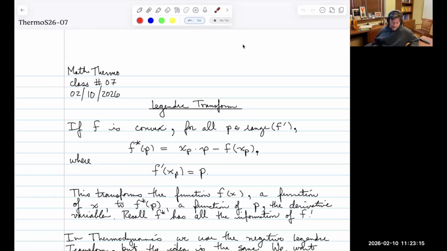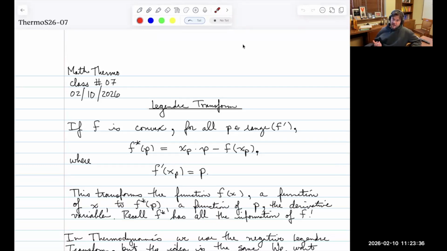We have been talking about Legendre transforms and some of the properties of those in the context of thermodynamics. In thermodynamics, we don't use the Legendre transform as it's used in convex analysis, strictly speaking. We use the negative of it, but the properties are similar.